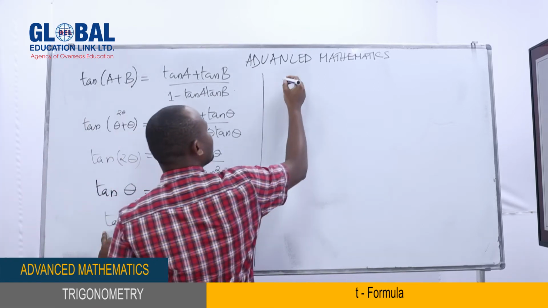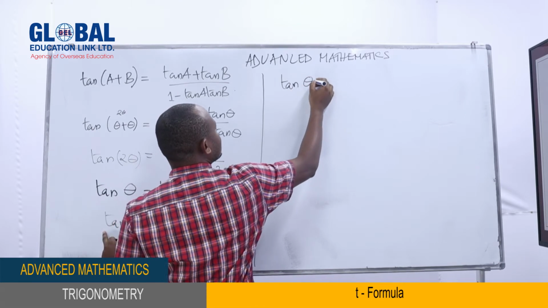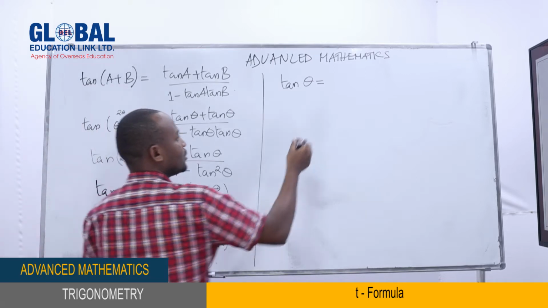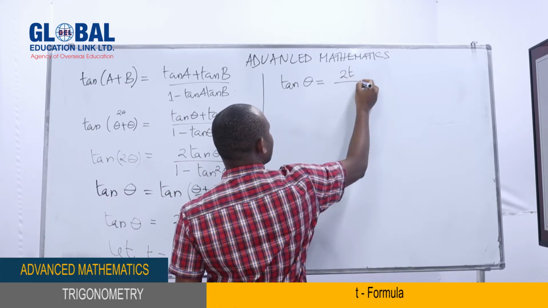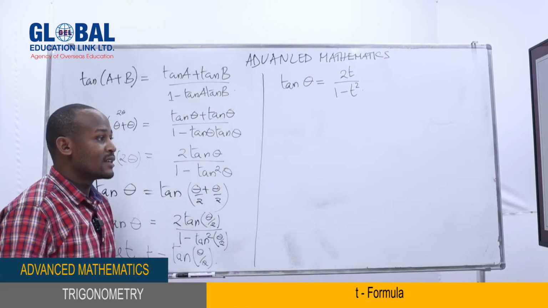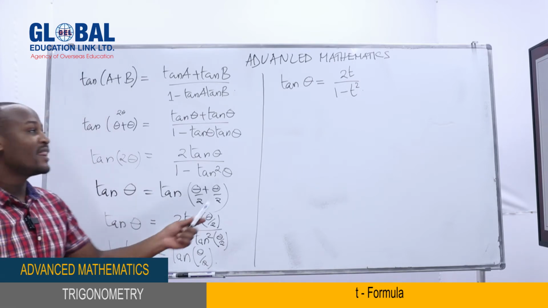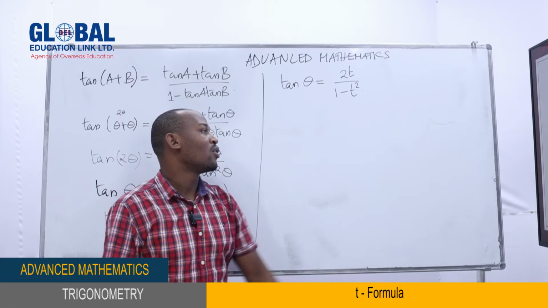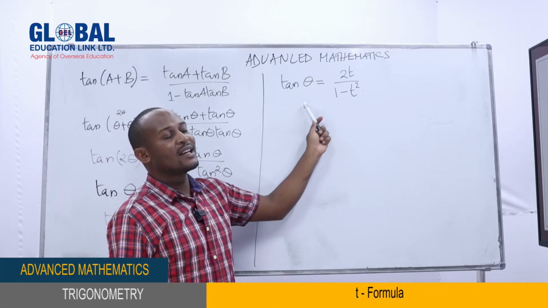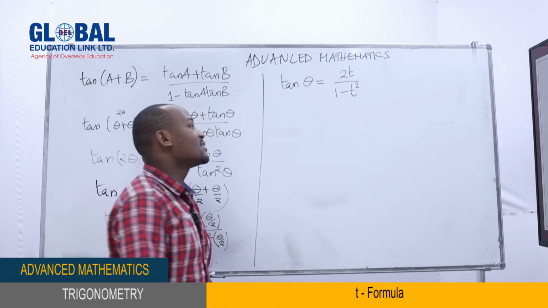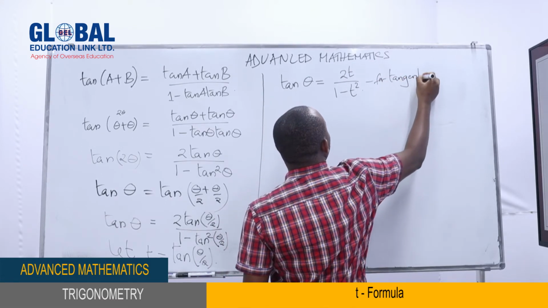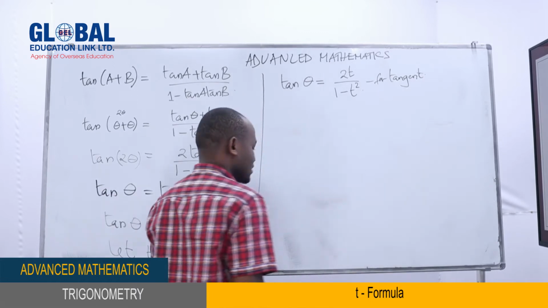Tan of theta, how will it look like? Tan of theta is equal to what? Is equal to 2t over 1 minus t square. And that is to say, this is a half angle formula. So that is to say that this is a t formula for tangent.